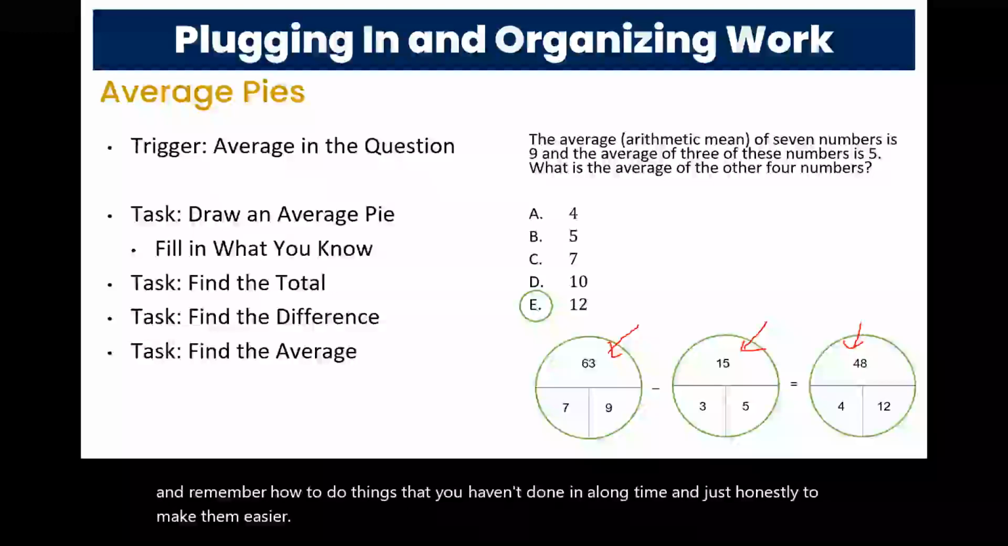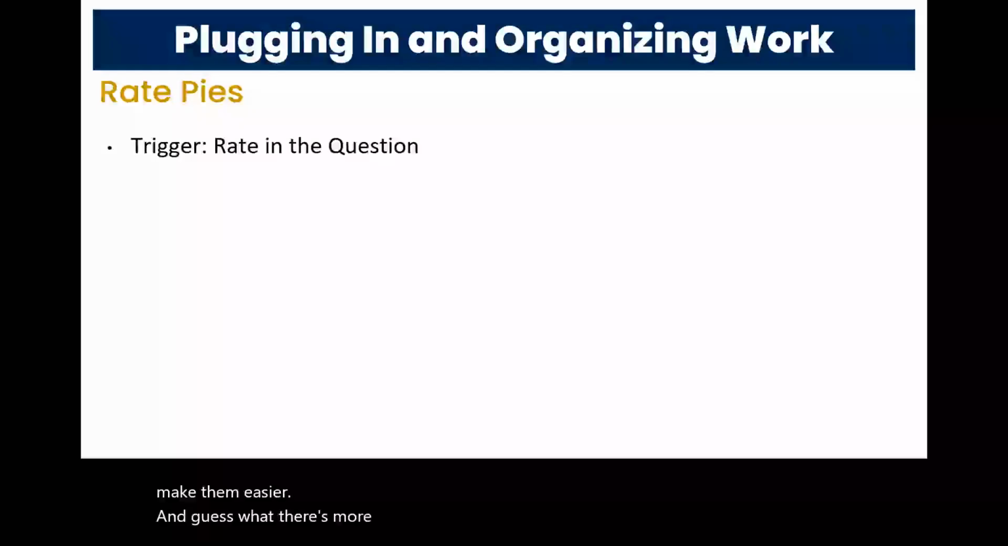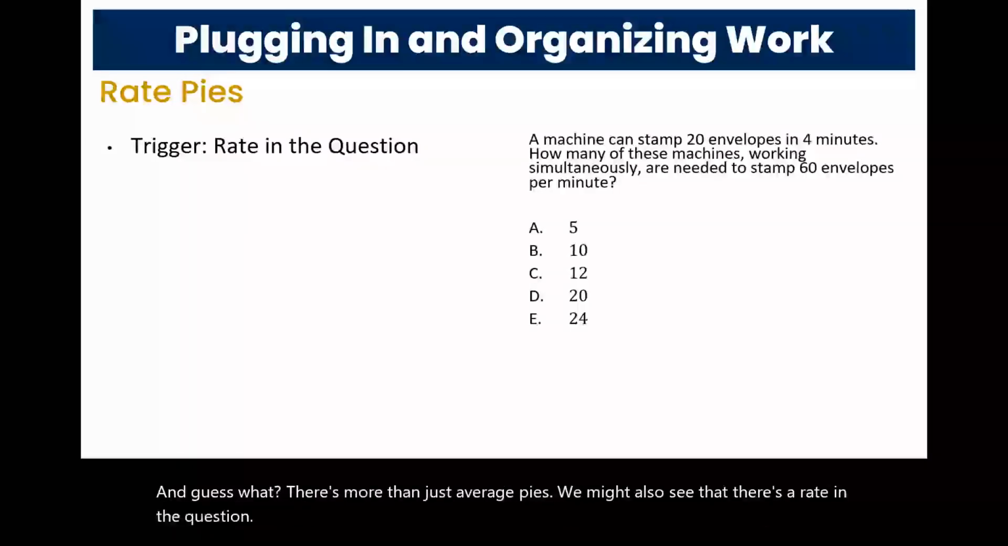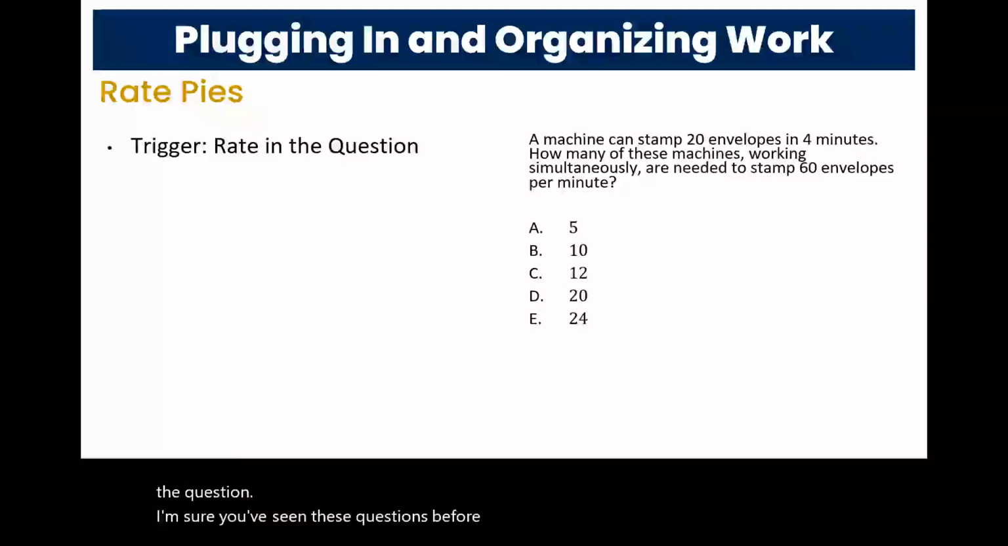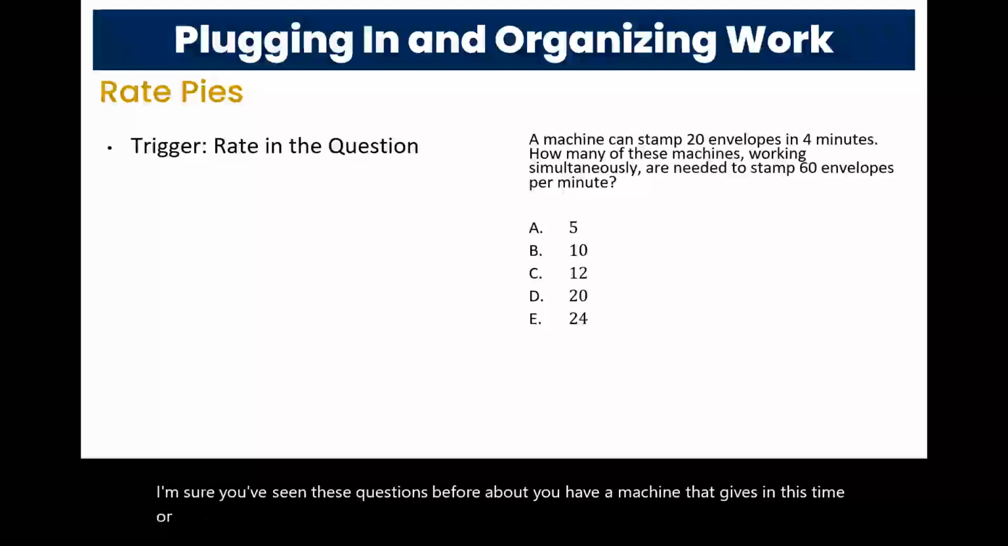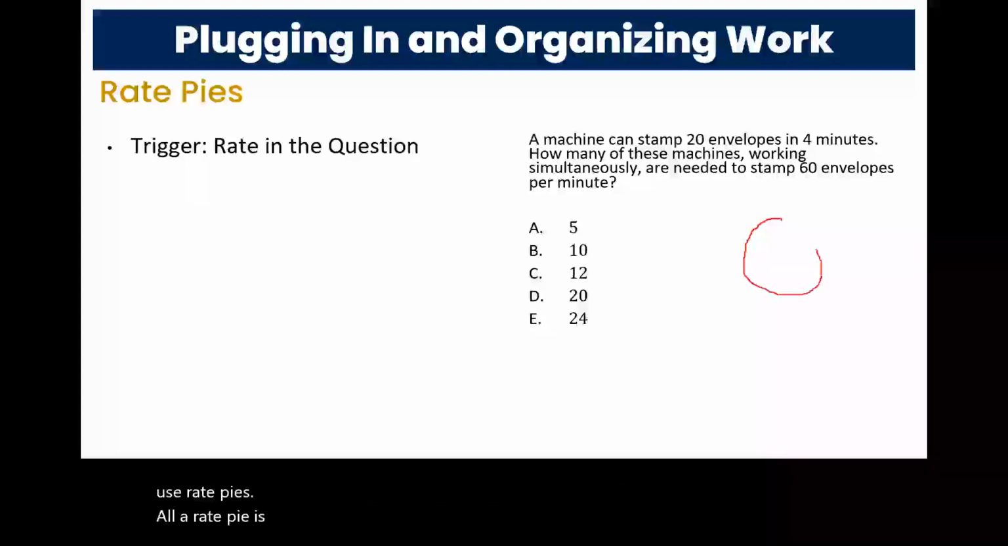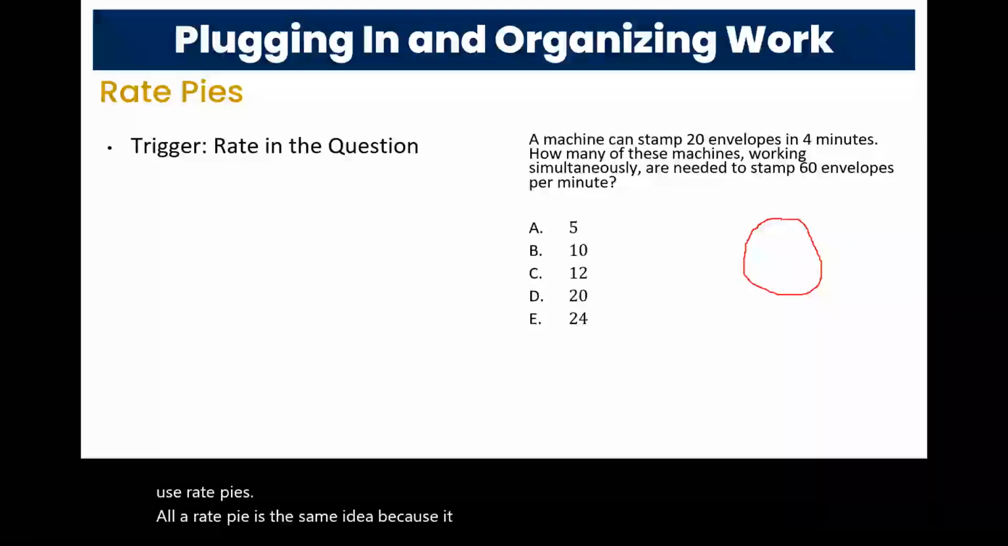And guess what? There's more than just average pi's. We might also see that there's a rate in the question. I'm sure you've seen these questions before, where you have a machine that can do this in this time, or 2 people are mowing a lawn. One person can mow a lawn at this rate and the other at this rate. How much time would it take them to do it together? And so we can use rate pi's. A rate pi is the same idea, because it has the same relationship as average does to its parts.